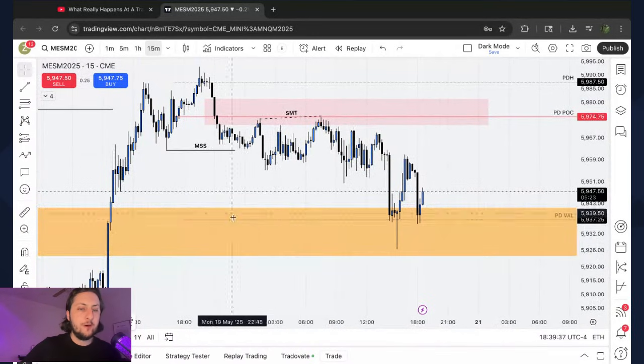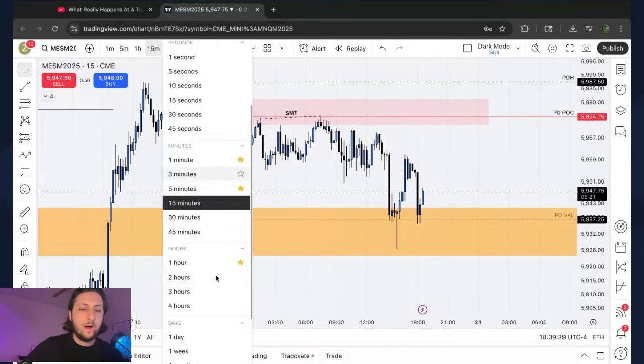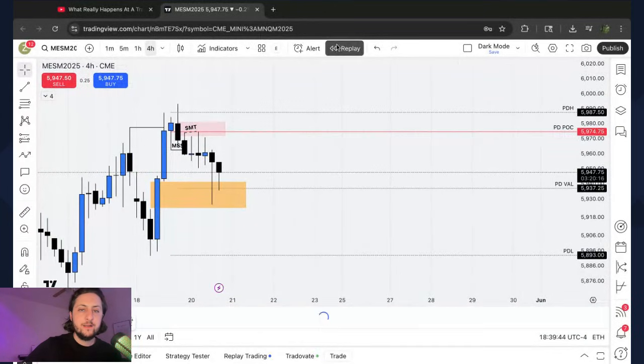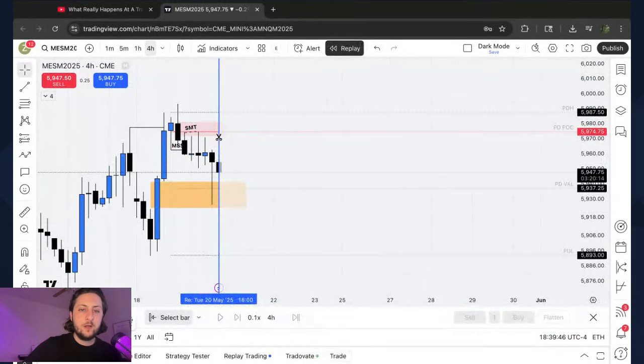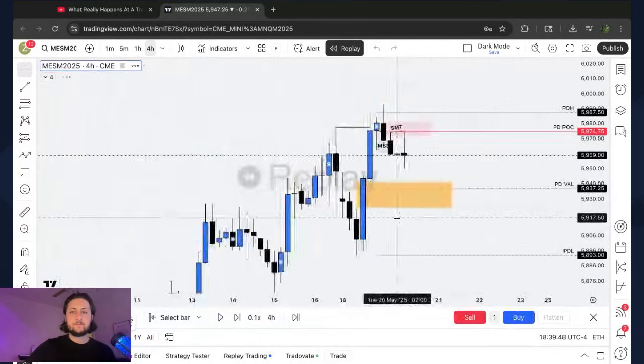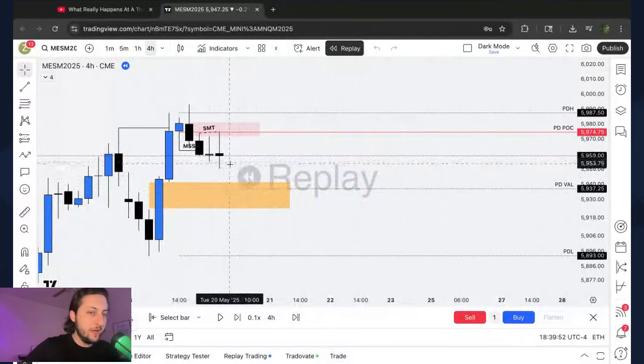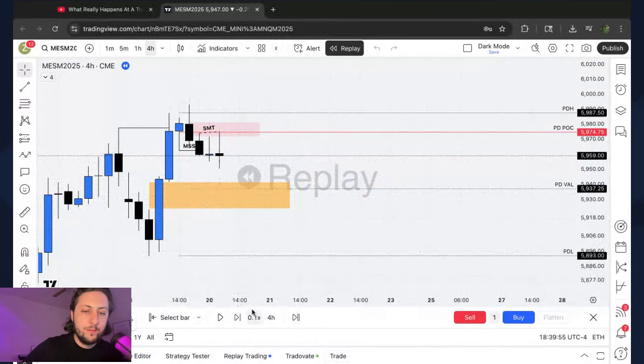We have that 4-hour fair value gap. Very wide open price, a wide open imbalance that we could say the market should tap into if it wants to rebalance price. This is how the market was before this happens, just a wide open imbalance.